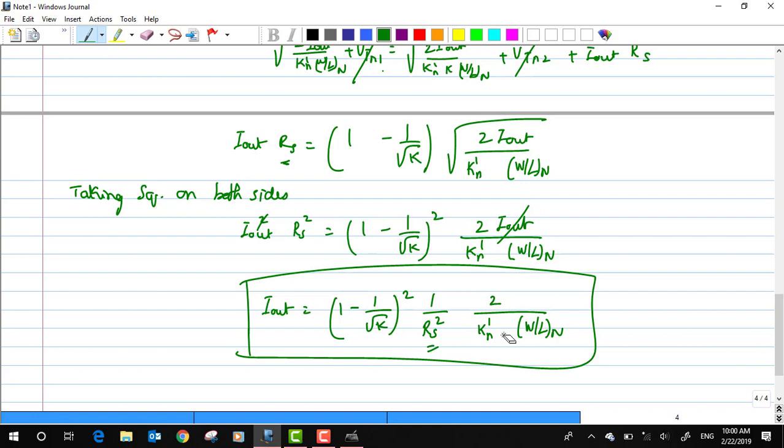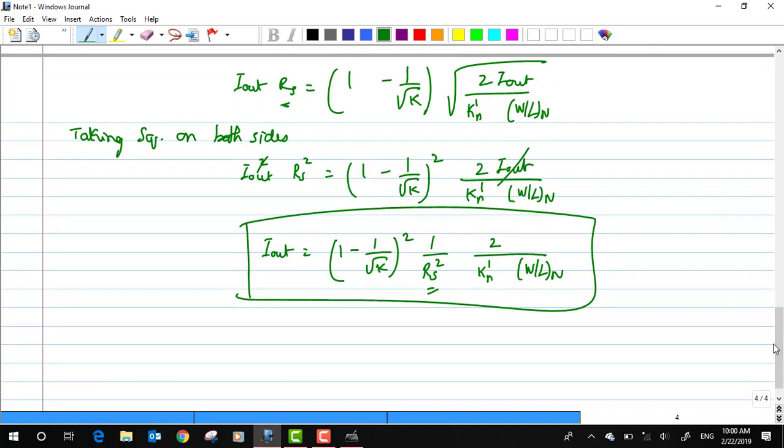Here in this case the definition of this I out is completely independent of my supply, and that is the very first thing and my main intention in doing so. So the very first point is that the I out expression is independent of VDD, and that is the first thing I have to note.